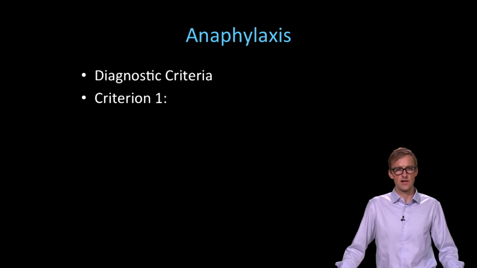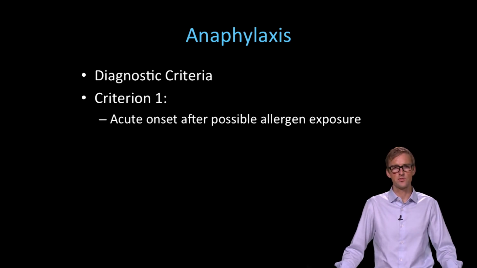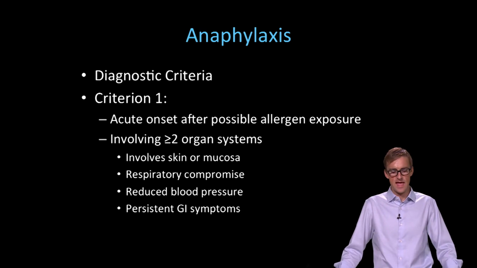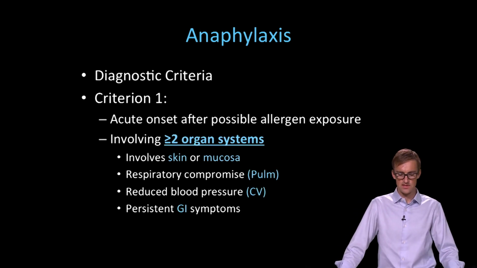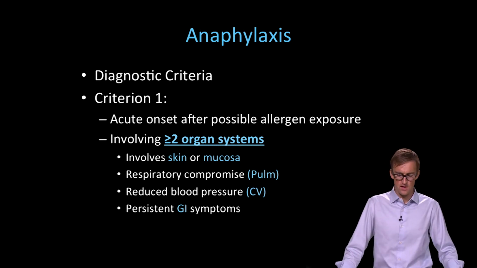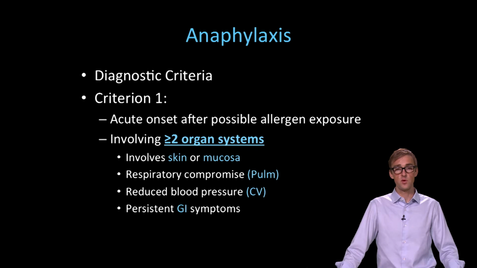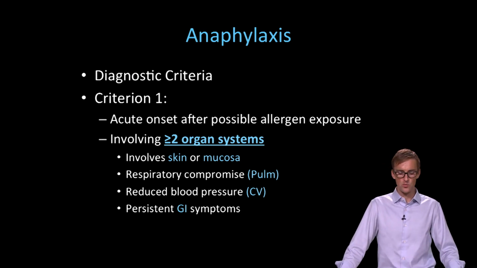The first diagnostic criteria involves acute onset of symptoms after a possible allergen exposure and involvement of 2 organ systems. These organ systems can be skin or mucosa. Those are considered one organ system in this definition. The pulmonary system with any signs of respiratory compromise, reduced blood pressure, which would be a manifestation of cardiovascular compromise, or persistent GI symptoms. For instance, in this patient, the abdominal cramping.